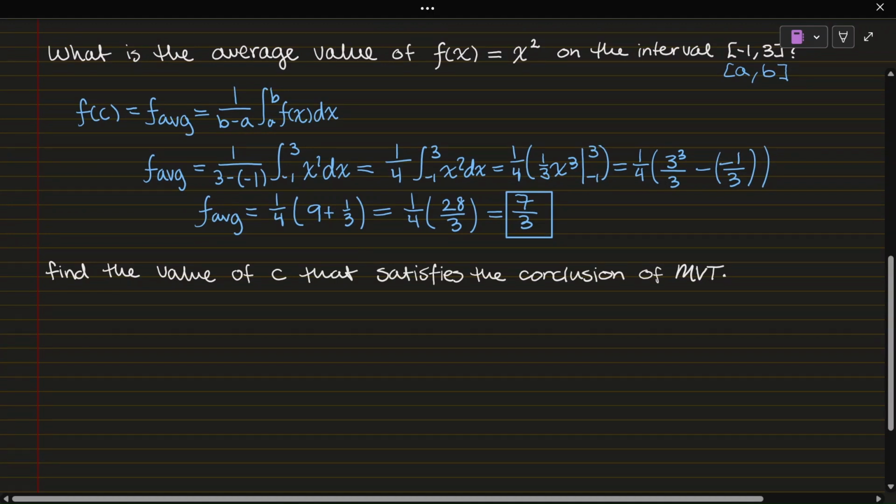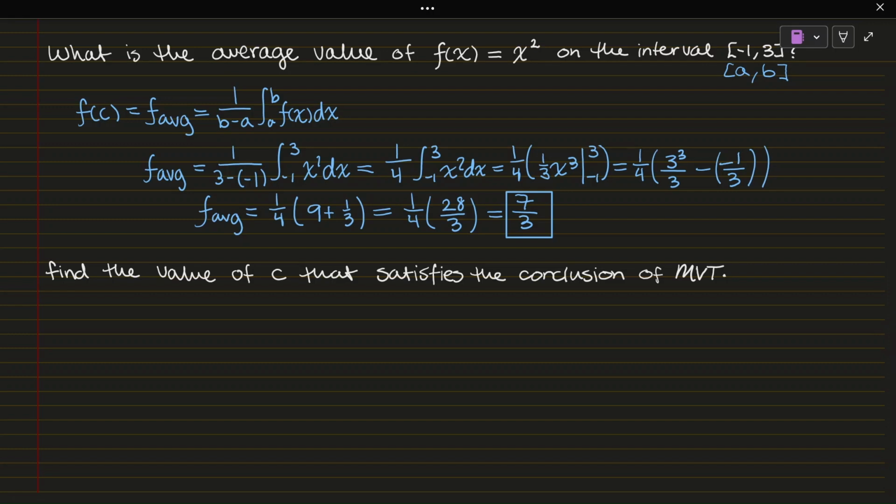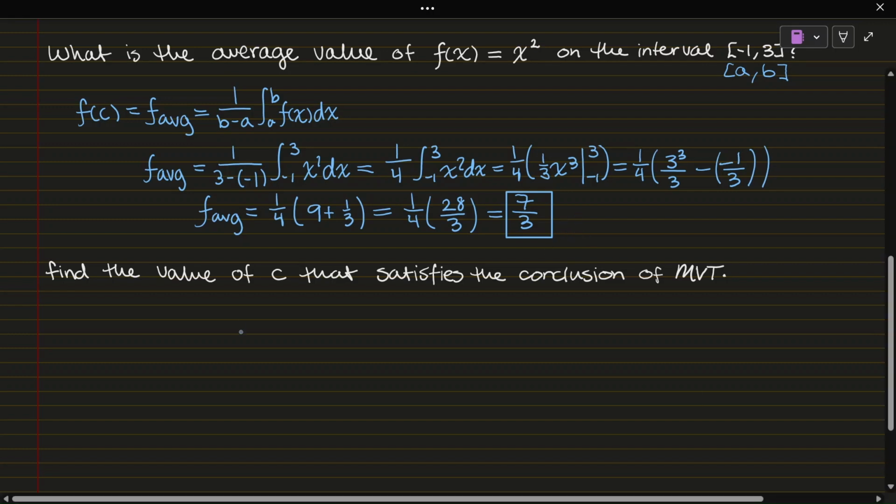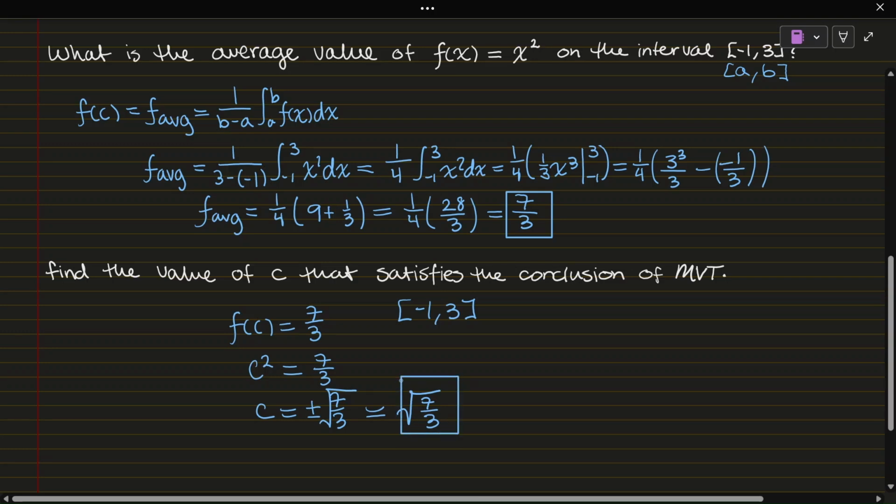Next we want to find the value of c that satisfies the conclusion of the mean value theorem. Remember, our theorem claims that there's a c such that f of c is this average, so we want f of c equals 7 over 3. We also know that f of x equals x squared, so f of c equals c squared. I can take the square root of both sides and get that c is equal to plus or minus the square root of 7 over 3. Remember that my interval is -1 to 3, and only the positive value is in that interval. So we pick the positive value, the square root of 7 over 3, and that would be the c value that satisfies the theorem.